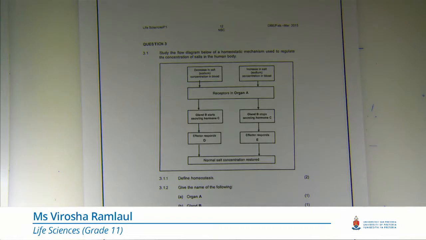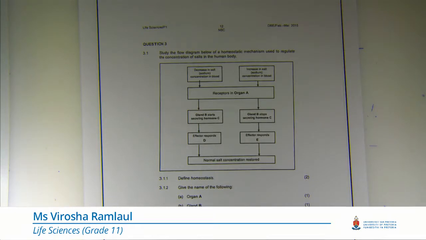Right. Give the name of the following. Now, I want you to think very carefully about this. Organ A. Here we're talking about a homeostatic mechanism to regulate the concentration of salts in the body. Which organ is responsible for controlling the amount of salt in the body? We just did this. And remember, we're answering on our own now. You must answer it first, and then I'll ask you for the answer.